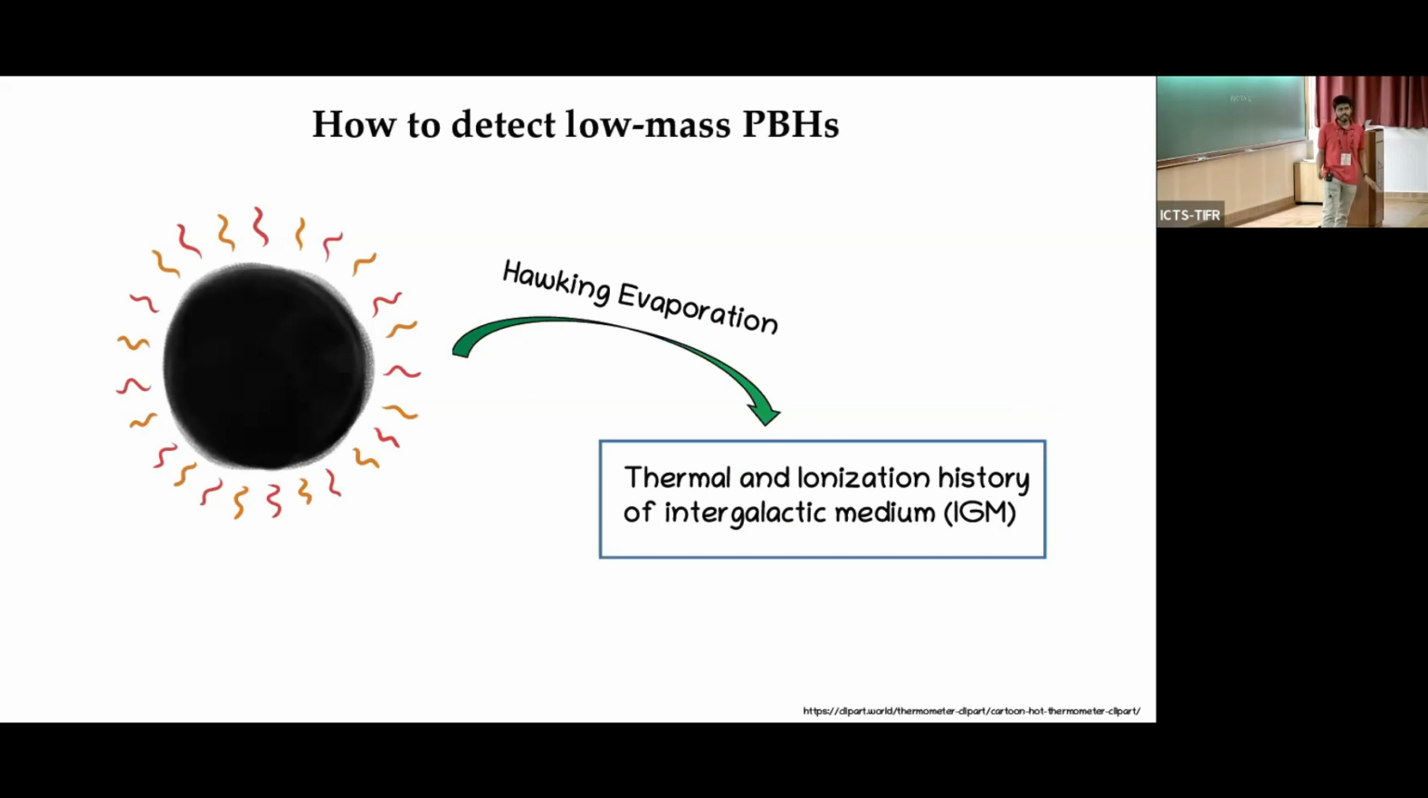So the next question is, how do you go about searching for these objects? As I already said, these are Hawking evaporating primordial black holes, so they are injecting new particles into the surroundings. Whenever a system injects particles into the surroundings, the temperature of the surroundings will go up. So if we have Hawking evaporating primordial black holes in the early universe, the thermal and ionization history of the intergalactic medium will change.